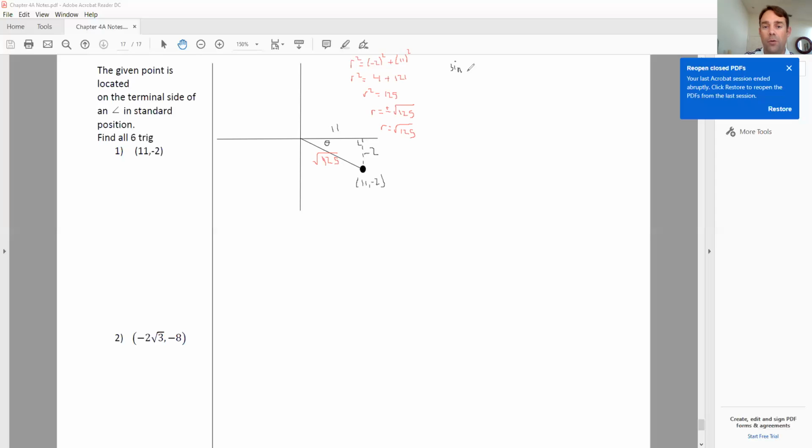So sine of theta, cosine of theta, tangent of theta, and then cosecant, secant, and cotangent.